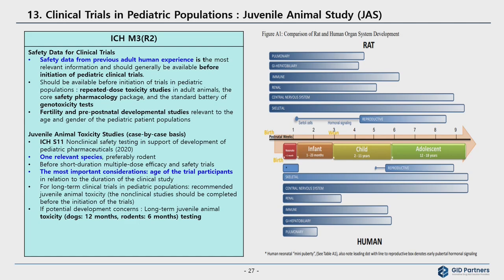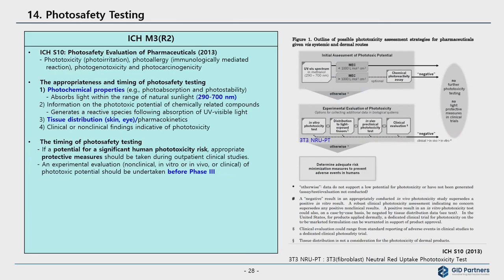And for the dogs, it would be 12 months. For the rodents, it has to be done at 6 months. And for dogs at month 12, their development is complete. So that is why for the dogs, it's set at 12 months. And about the photo safety testing, this is to be done on a case-by-case basis when there is a concern.